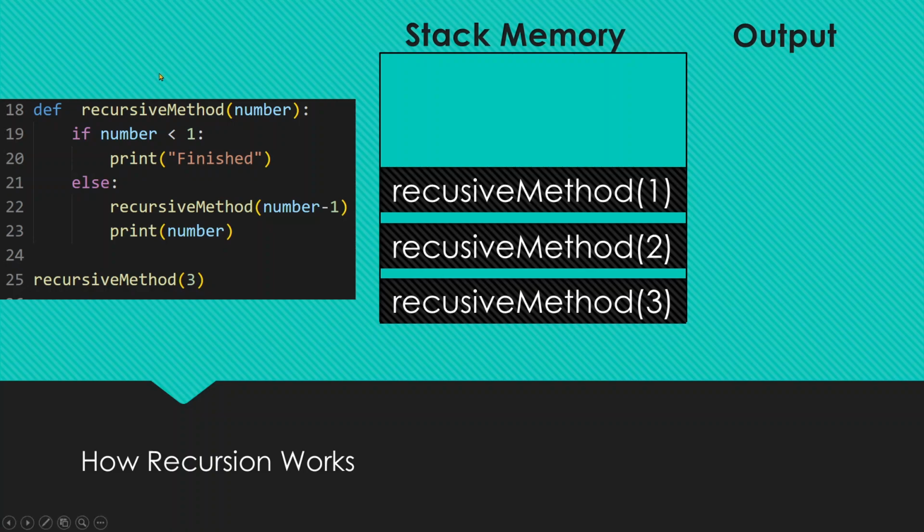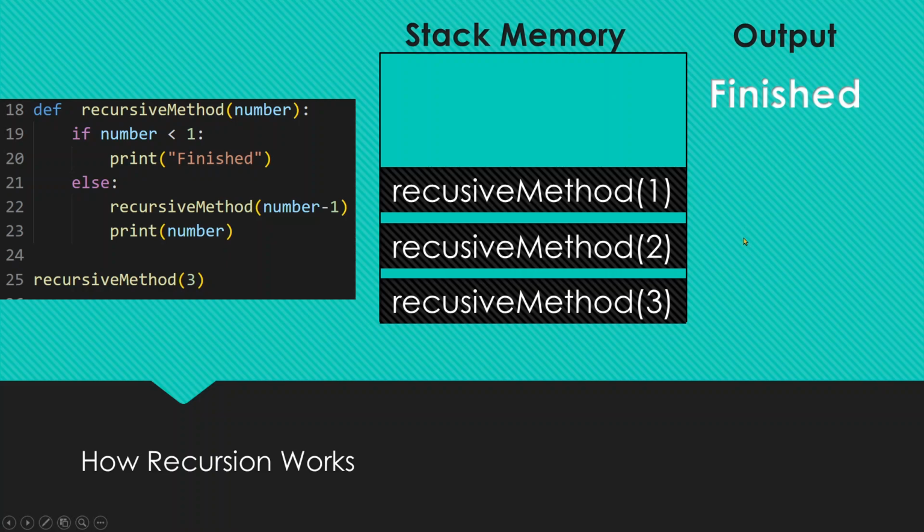Then we come to 1. Sorry, I made a mistake here. This was supposed to be less than or equal to. So this one is going to check, is 1 less than or equal to 1? Yes, it's equal to 1. So it's going to print finished. That is what is going to happen next. So finished. You can see the output, finished.